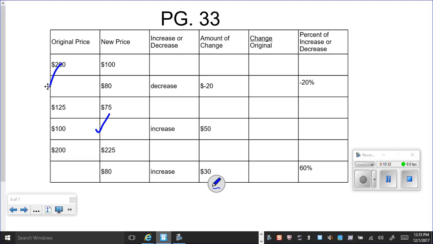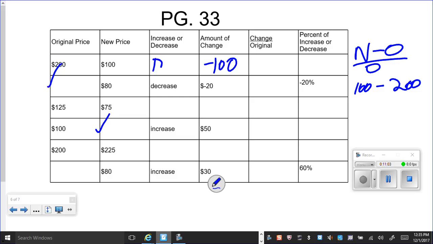So the first one up here, we have the original price is 200, the new price is 100. We're going to do the same thing, new minus old over old, and you also have space on page 33 to do this information. So new minus old divided by old is 100 minus 200. And it asks you, what's the amount of change? The amount of change would be a negative 100, correct? That means the price actually did what? The price decreased. There you go, it decreased.